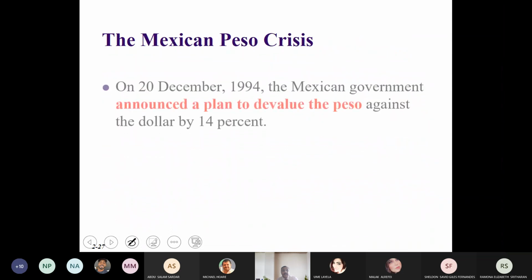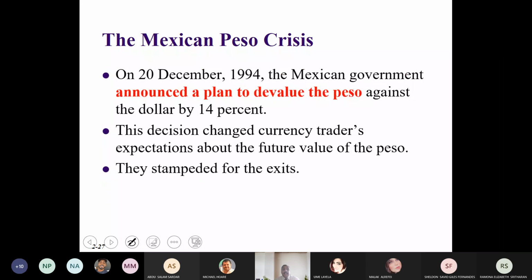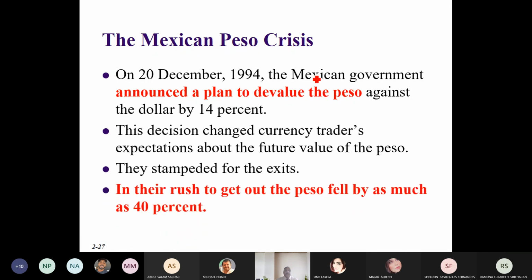Okay, yeah. Mexican peso crisis. Actually, what happened? Peso is the currency of Mexico. So in December 1994, the Mexican government intentionally what they did, they plan to devalue the peso. What is devaluation? The government of the Mexico announced that they will devalue the peso against the dollar. Of course, most of the country use dollar as an international benchmark. So they said we will devalue our peso. What is devaluation? Anybody knows? What is a devaluation?